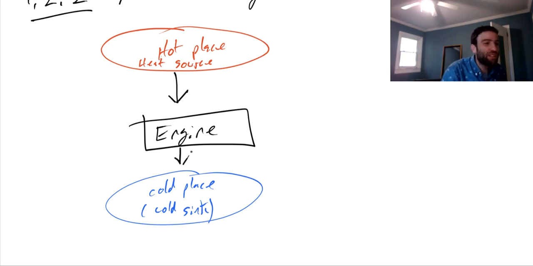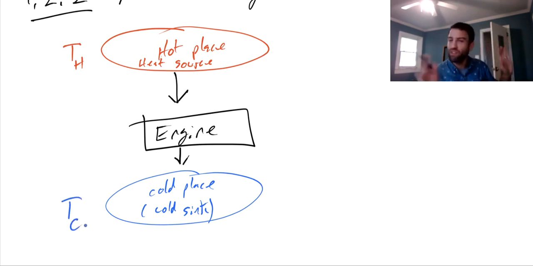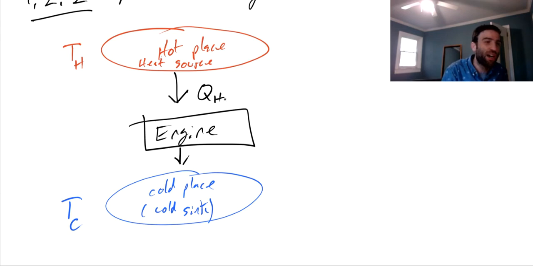Okay. The hot place, this heat source, is going to be at some temperature. I'll call that T hot. This cold place is going to be at some other temperature. I'll call that T cold. An engine is a device which lets some amount of heat flow from the heat source to the engine. So Q hot flows from hot to engine. The engine dumps some other amount of heat into a cold sink. So the engine transfers Q cold from itself to the cold sink.